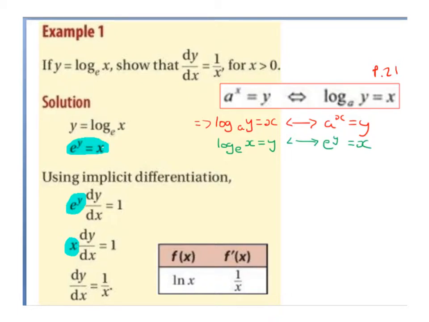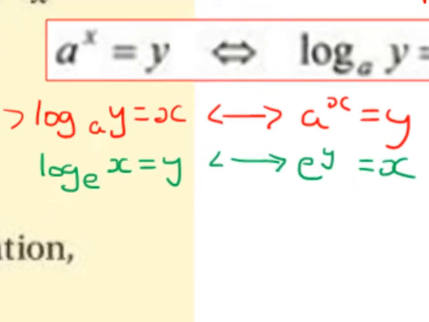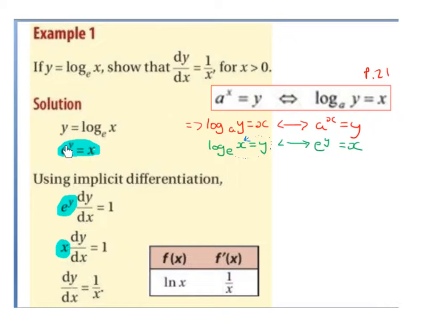Or we could use our scorpion tail method. So e to the power of y equals x. So we have e to the power of y equals x.